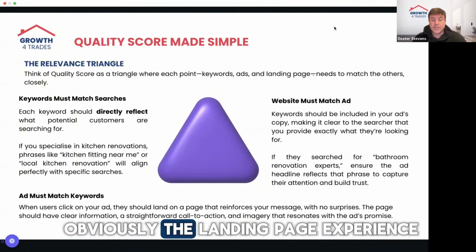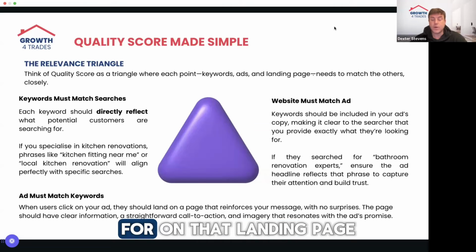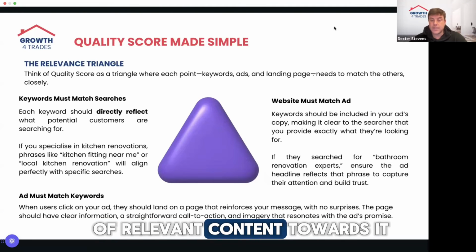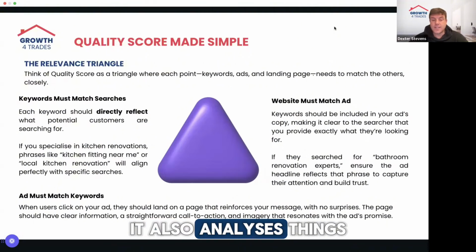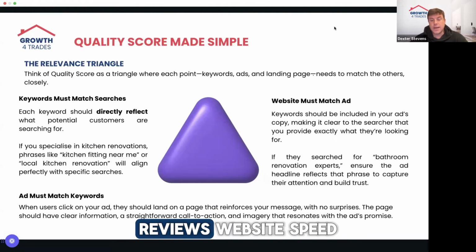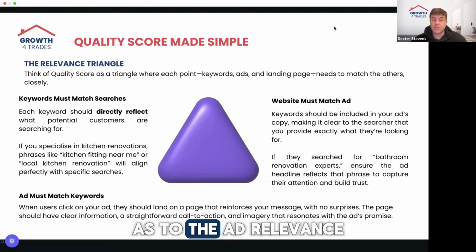The other one is the landing page experience. The main factors here are including those keywords that you're bidding for on that landing page and also having relevant content towards it. It also analyzes other trust signals like privacy policies, reviews, website speed, website optimization in terms of devices. All of those things need to be factored in, as well as the ad relevance.